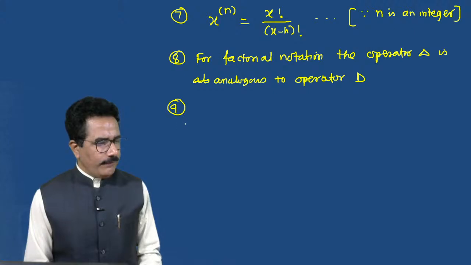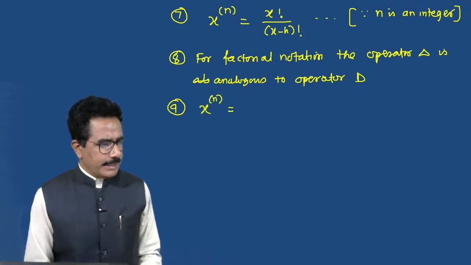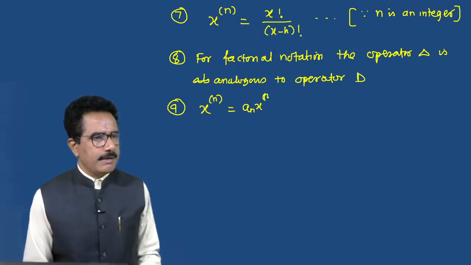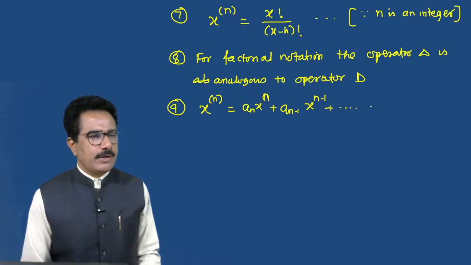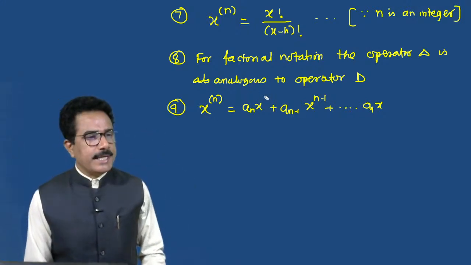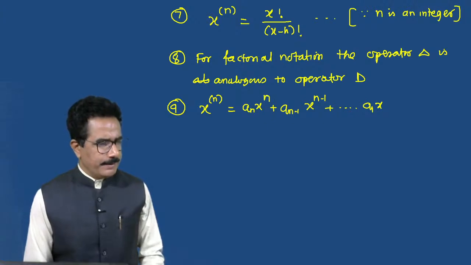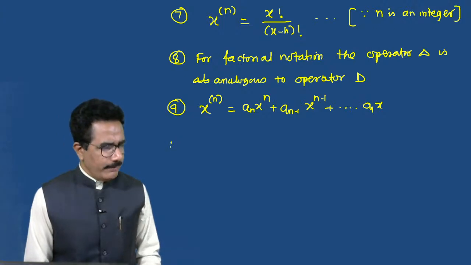x raised to n factorial, जर x to the power n factorial आहे, that can be written as a_n x raised to n plus a_(n-1) x to the power n minus 1 plus dot dot dot a_1 x. This is where a is the Stirling number. Okay, no problem. 11th लिहा.